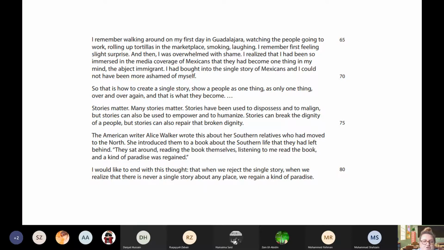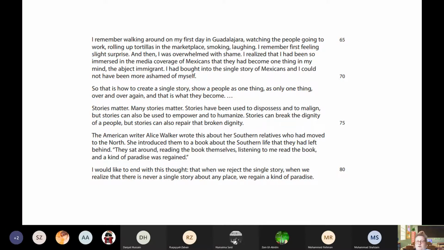Stories matter. Many stories matter. Stories have been used to dispossess and malign, but stories can also be used to empower and humanise. Stories can break the dignity of a people, but stories can also repair that broken dignity. The American writer Alice Walker wrote this about her southern relatives who had moved to the north. She introduced them to a book about southern life that they had left behind. "They sat around reading the book themselves, listening to me read the book, and a kind of paradise was regained." I would like to end with this thought, that when we reject the single story, when we realise that there is never a single story about any place, we regain a kind of paradise.